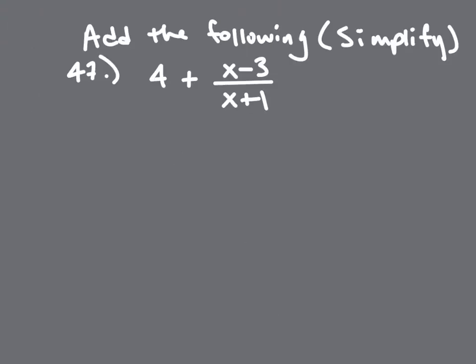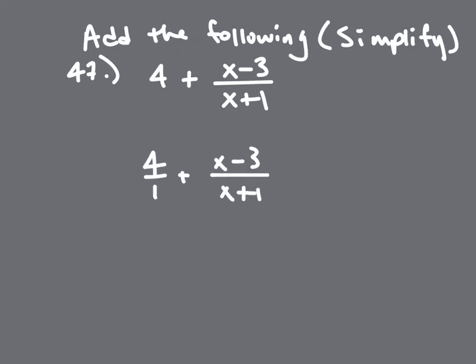All right, so let's jump over to a problem, and this is number 47 out of the book that we were using. I think it says simplify, but basically if you are being asked to simplify this, it means to combine these two and just add them together and get one fraction. So what I want to do is rewrite this, because I have the number 4 plus x minus 3 over x plus 1.